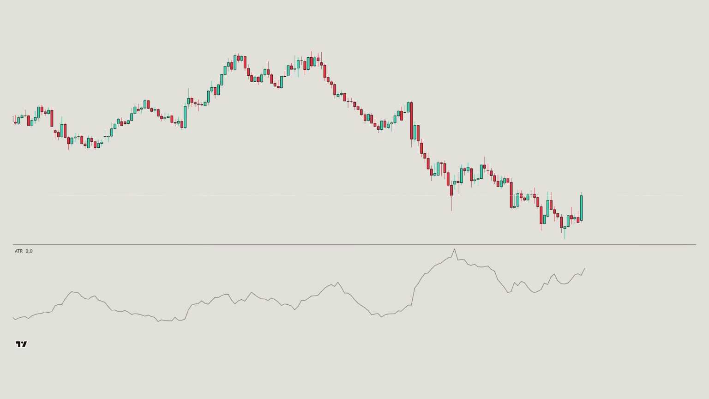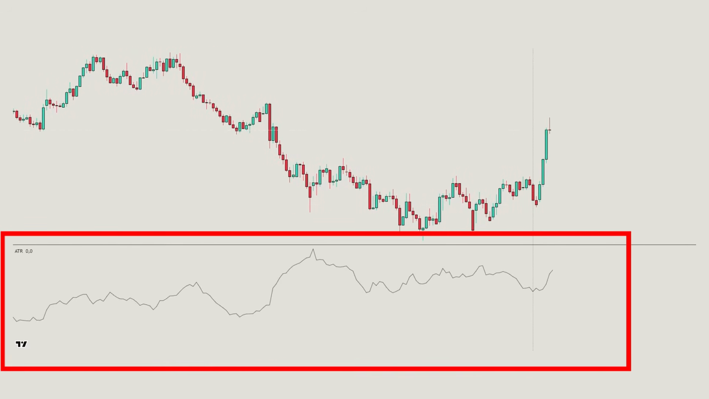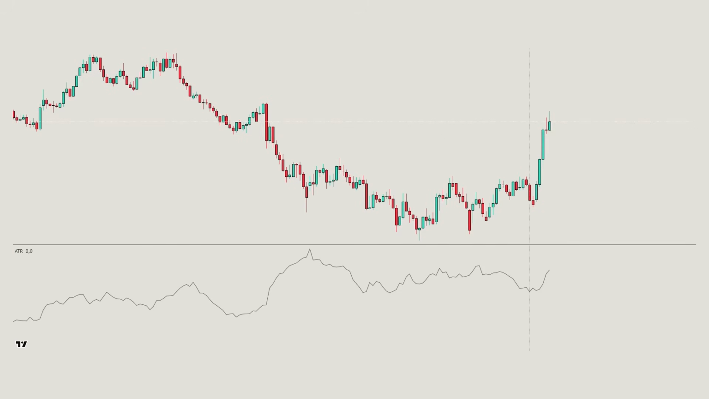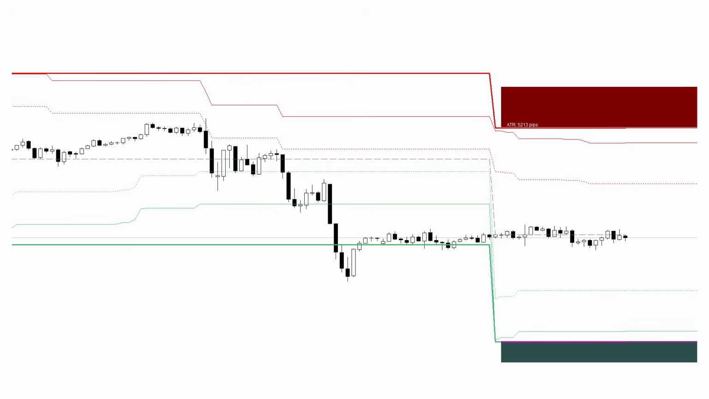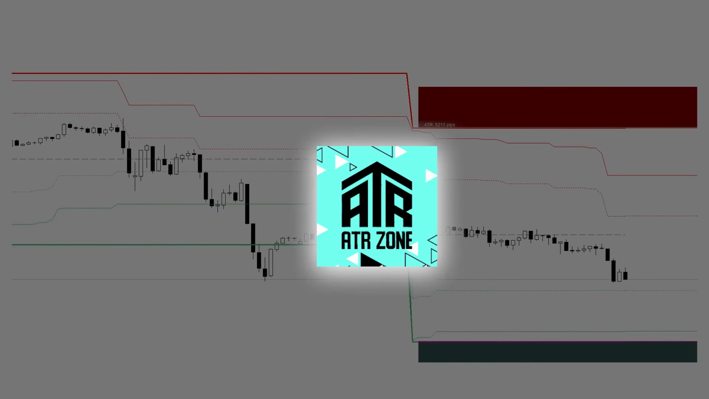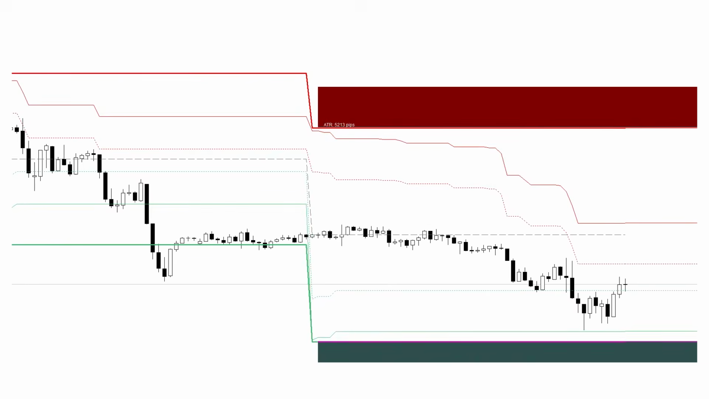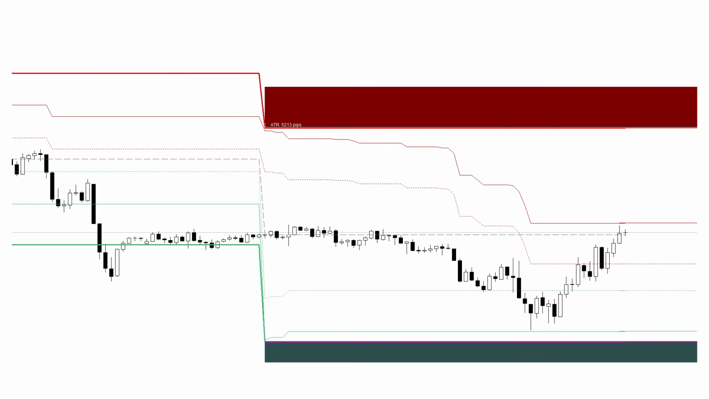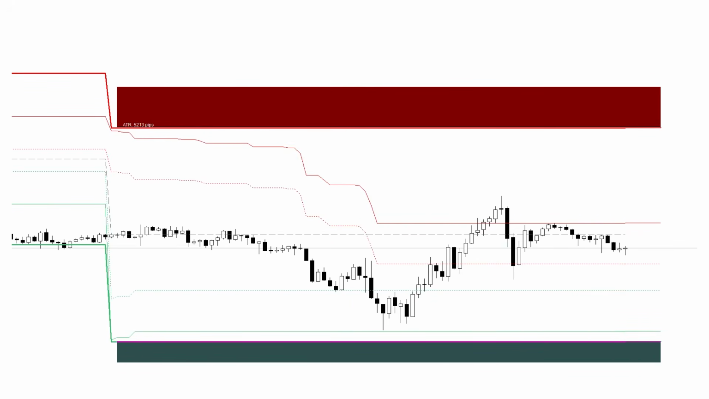Now you realize that ATR is a powerful tool. But there is one problem. The standard ATR is displayed as a bar chart below the chart, and for most traders, it doesn't give specific clues. It shows a numerical value, but does not answer the main question: where exactly on the chart the price can reverse? That's why I created ATR Zone, an indicator that takes this data and translates it into visual levels right on the chart. Now you can see exactly where the market is likely to lose strength and where a reversal is most likely to occur.